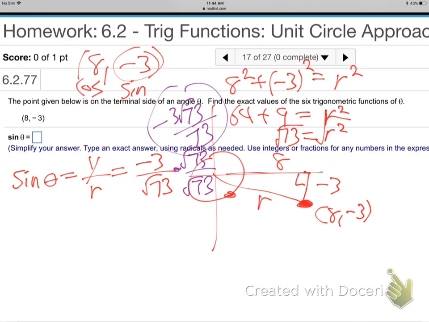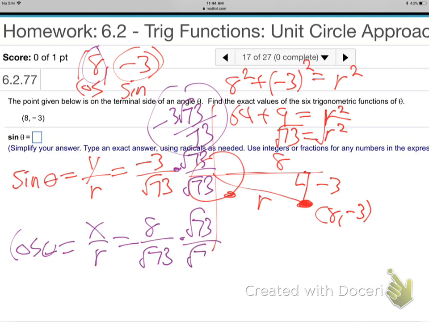So there, and then they want cosine and tangent, and you can get all the rest the same kind of way. All you'd have to get is sine and cosine, because cosine would be x over r, wouldn't it? So it'd be the x value over root 73. Same thing, multiply top and bottom by root 73. 8 root 73 over plane 73. There's cosine.